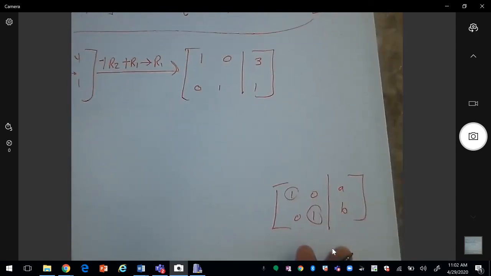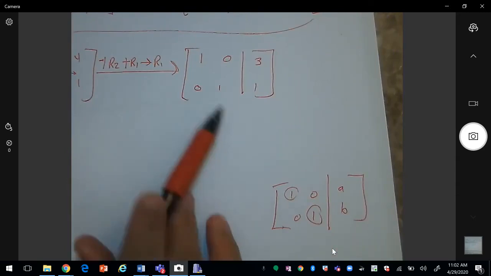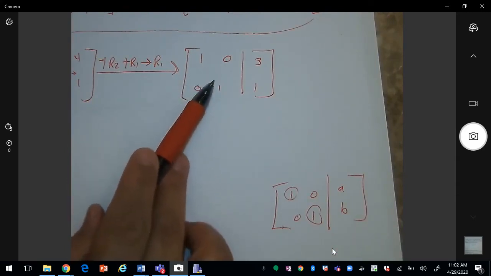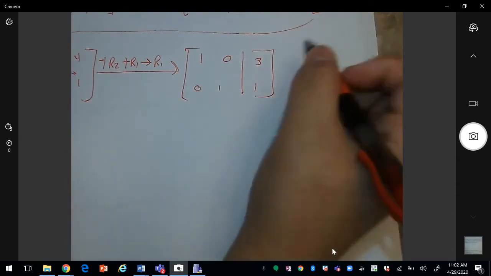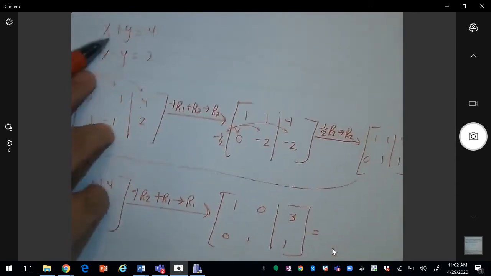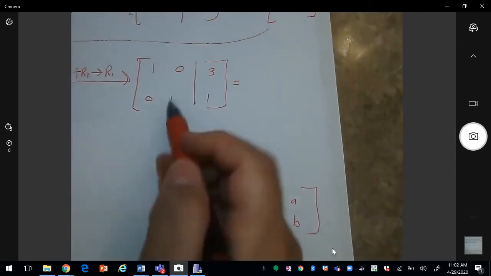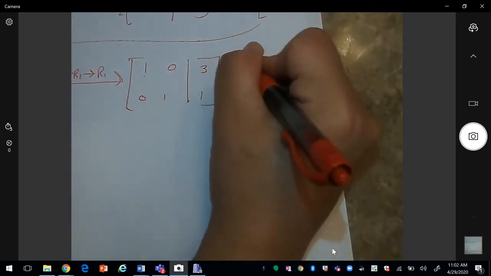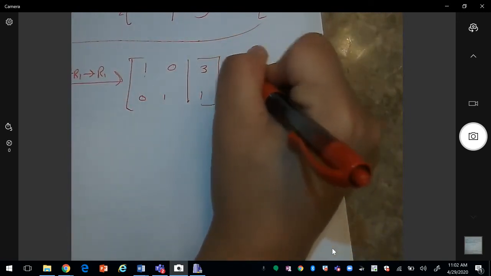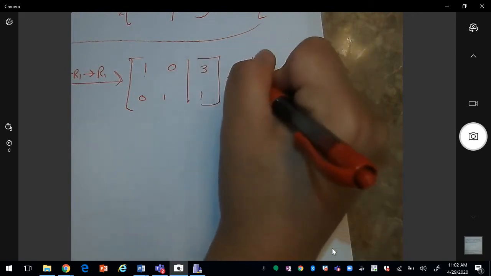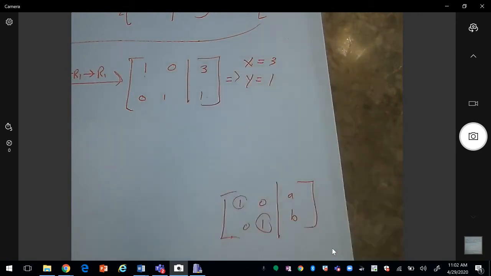So now, if you notice, we have reached our goal where we just have 1s in the diagonal and 0s everywhere else. And so from here, since I'm working with x and y, the first number here represents x. So x is equal to 3 and y is equal to 1.